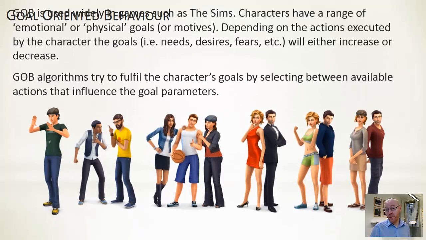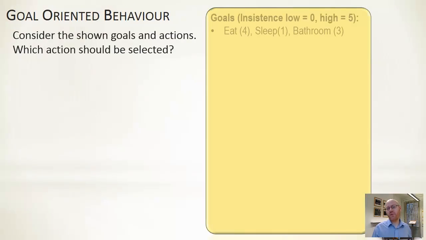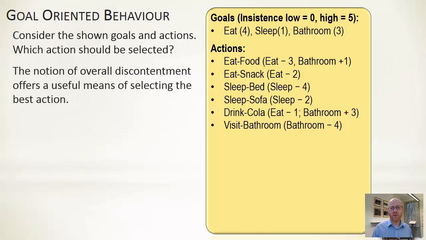So we can assume that we have three goals, or three things that motivate us. And we're given here an insistence value. So a value of 0 means that I'm not bothered about it. A value of 5 means that I really am bothered about this. It's something that's important for me to do. So my three goals, I can either eat. At the minute I've got an insistence value of 4, so I'm feeling hungry. Sleep, insistence value of 1, so I'm reasonably awake. Or go to the bathroom, value of 3, so it's so-so.